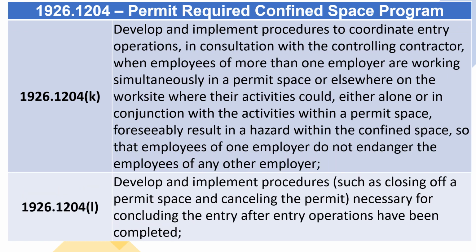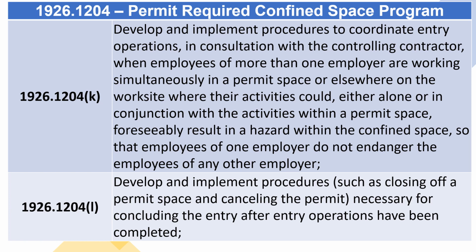1926.1204(k). Develop and implement procedures to coordinate entry operations, in consultation with the controlling contractor, when employees of more than one employer are working simultaneously in a permit space or elsewhere on the worksite where their activities could, either alone or in conjunction with the activities within a permit space, foreseeably result in a hazard within the confined space, so that employees of one employer do not endanger the employees of any other employer.